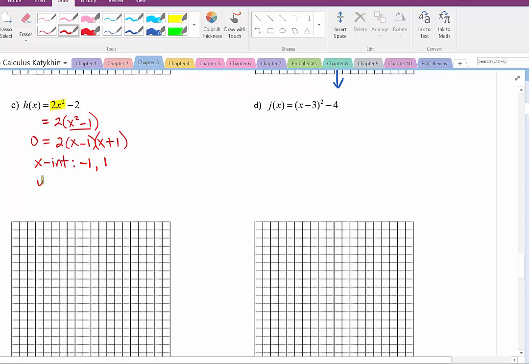Now my y-intercept, if I go ahead and set x equal to 0, we get negative 2, because 2 times 0 minus 1 times 0 plus 1 is just negative 2. So my end behaviors.